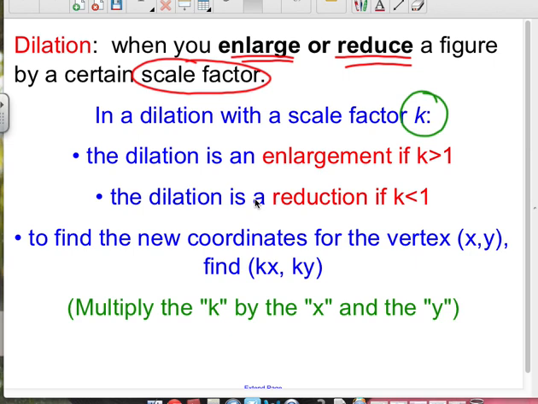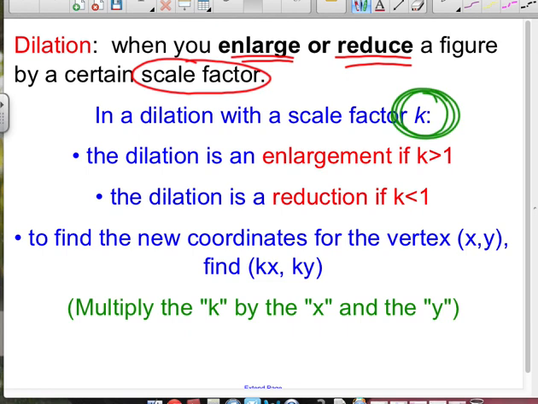So what I'm saying here is that dilations are when figures either enlarge by a certain amount, they get bigger, or they can reduce by a certain amount and get smaller. And it's all done proportionally, all right? So a couple of notes here in blue that I hope you're writing down, which say, in a dilation, we talk about the scale factor as being K. So where I've circled K there in green, this is the value that's going to tell you if the original figure is going to be getting larger or if the original figure is going to be getting smaller.